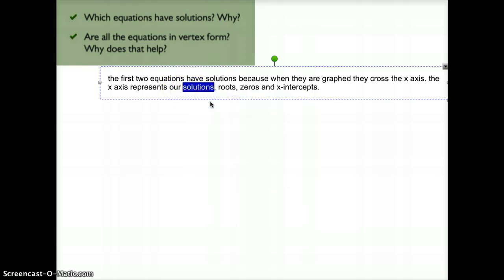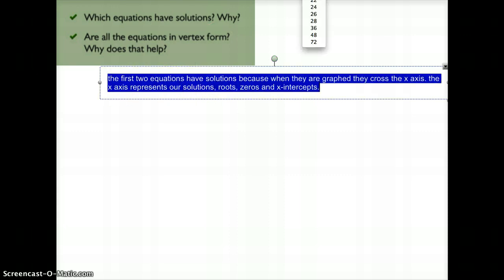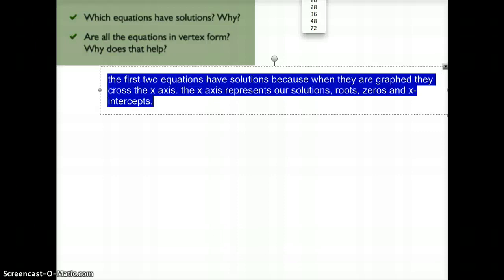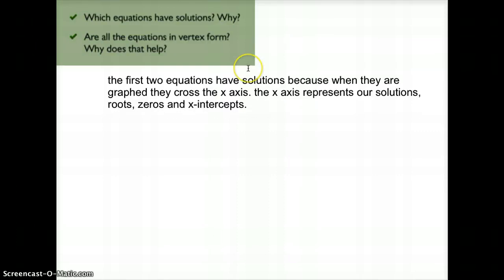So we're using our graphing knowledge to make sense of solving. Remember, we did graphing first for a reason. It allows us to have an overall view of what's going on. Are all three equations in vertex form, and why does that help? For the second question, let's do this in a different color.